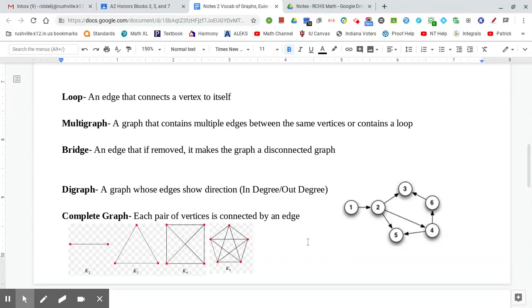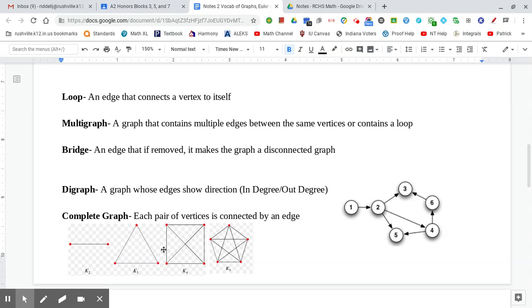The last vocab term that we're going to focus on today is called a complete graph. And don't be confused on that one. It's not a connected graph. What a complete graph means is that every vertex that you have is adjacent to all of the other vertices in that graph.